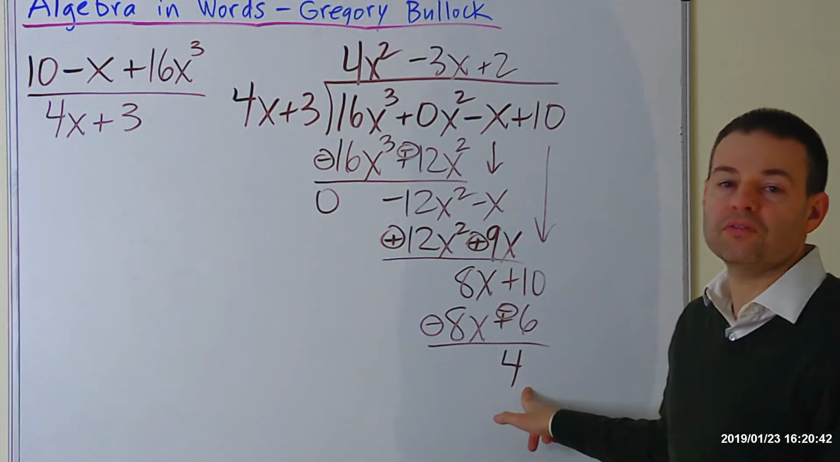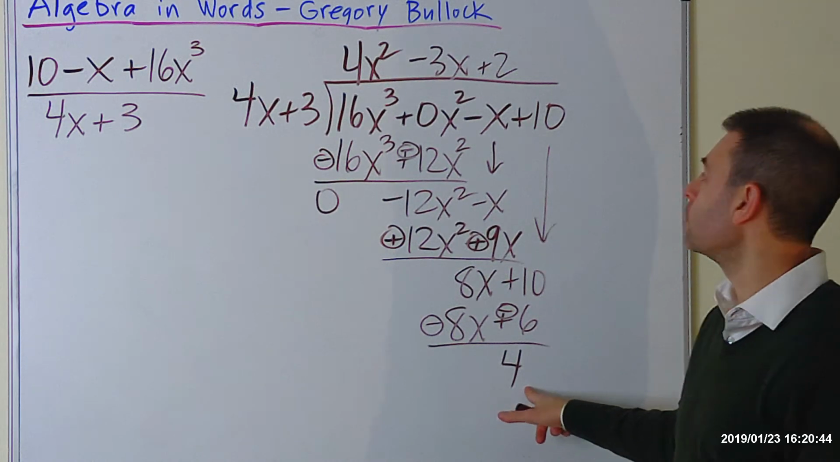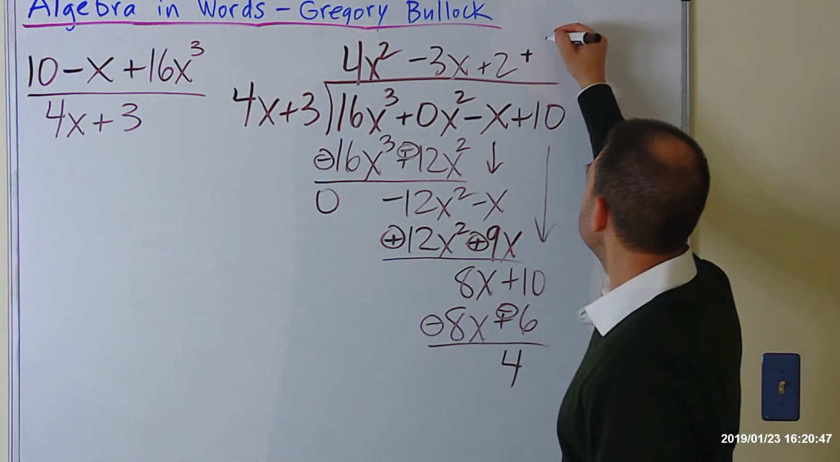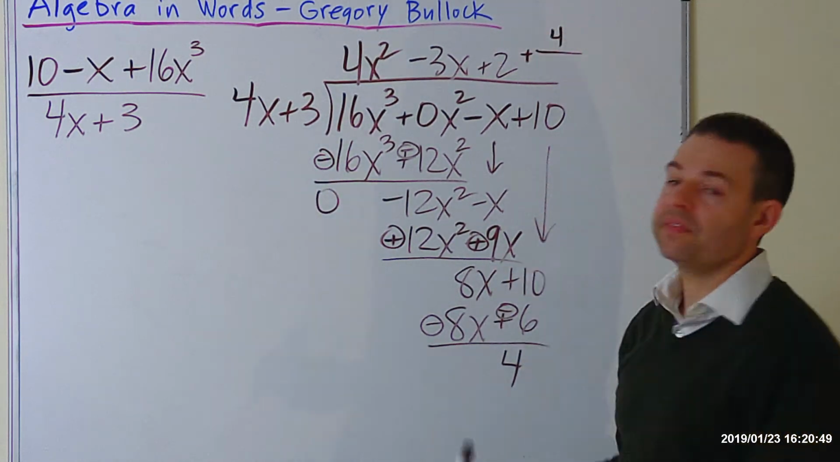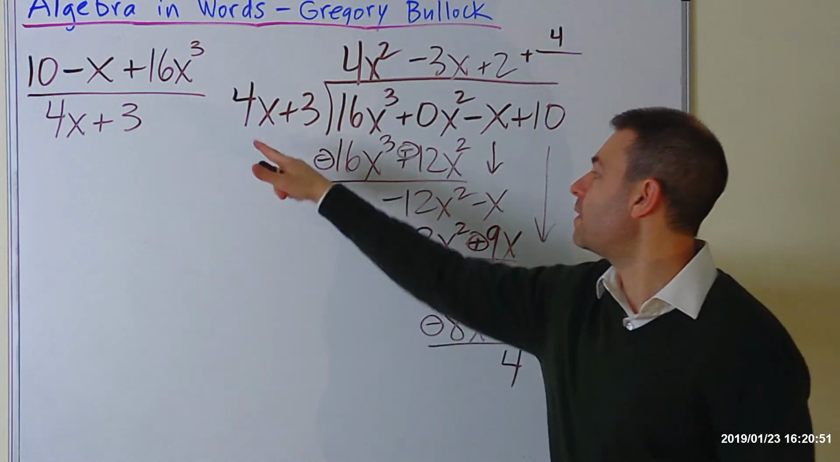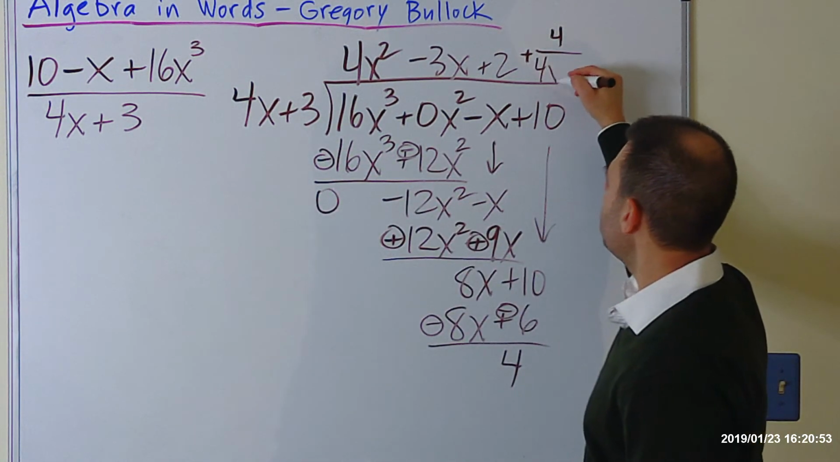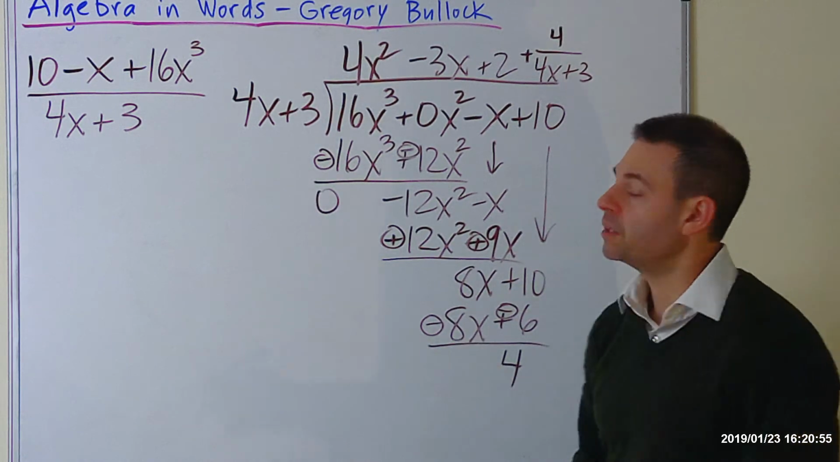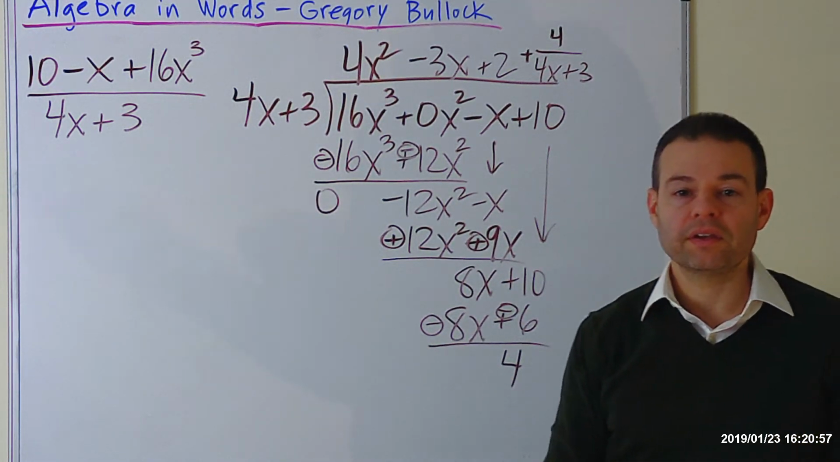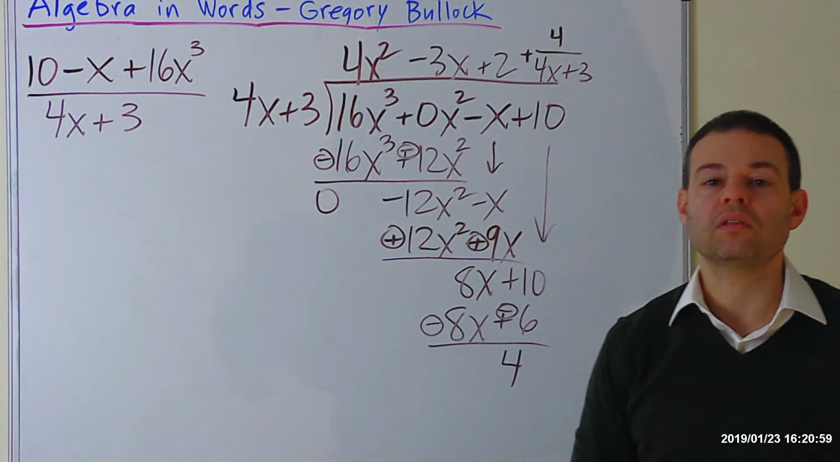And now we want to put the 4 into proper remainder form. So we're going to put plus 4, and then in the denominator, write the divisor, 4x plus 3. And there you go. There's another problem using long division.